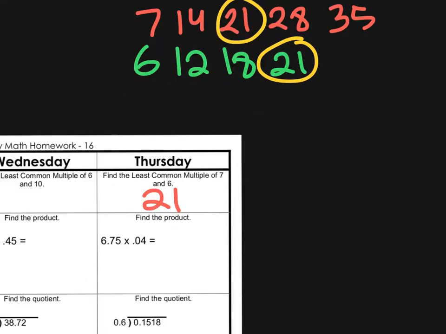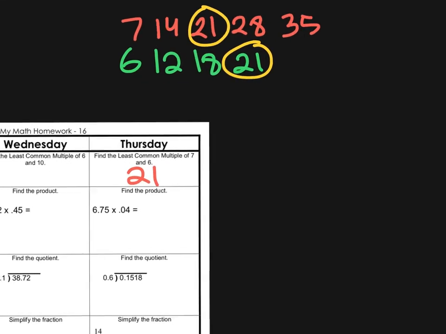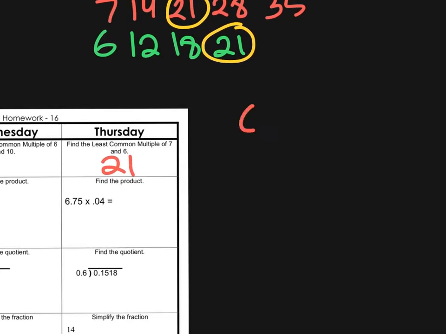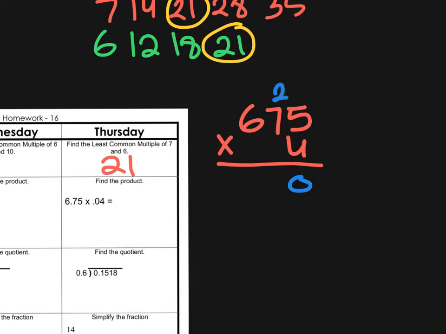For number 2, we're going to imagine that's 675 times 4. And we're just going to multiply it normally and put the decimal in the correct spot at the very end. You cannot forget to put that decimal back in. 4 times 5 makes 20. We carry the 2. 4 times 7 is 28. Add 2 makes 30. Carry the 3. 4 times 6 is 24. Add 3 makes 27. So we have 2,700.